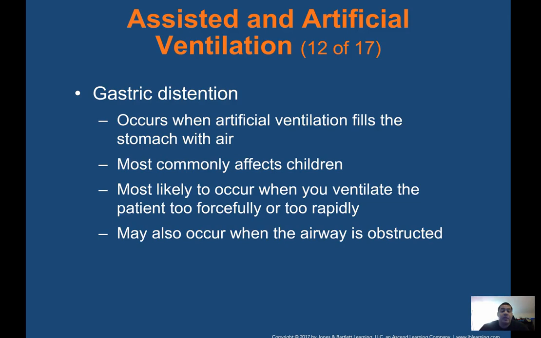Gastric distension occurs when artificial ventilation fills the stomach with air. Most commonly affects children. Most likely to occur when you ventilate the patient too forcefully or too rapidly. May also occur when the airway is obstructed. So when you're ventilating, remember, relax. Every 5 to 6 seconds for an adult, you're going to breathe 1 time, and every 3 to 5 seconds for a child, you're going to breathe once. And pay attention when you're ventilating, watching the chest rise and fall.